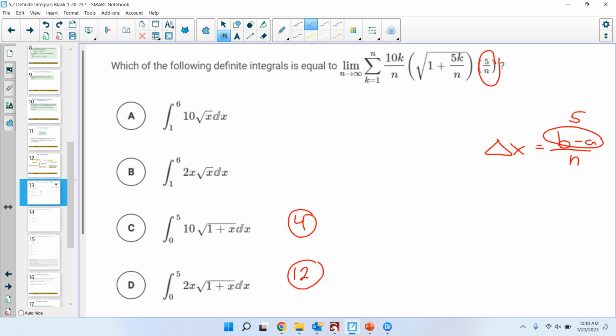Well, I look to the bounds. 1 to 6. That's 5. B minus A. Okay. Well, that doesn't really help me. All of those are B minus A of 5. But that's at least something to look at, right? Well, then I start thinking, isn't 10k over n, isn't that 2 5 over n's times k? Yes or no? 2 5 over n's times k? Isn't this 5 over n times k?